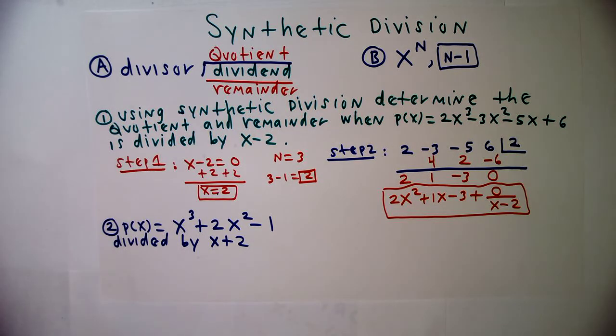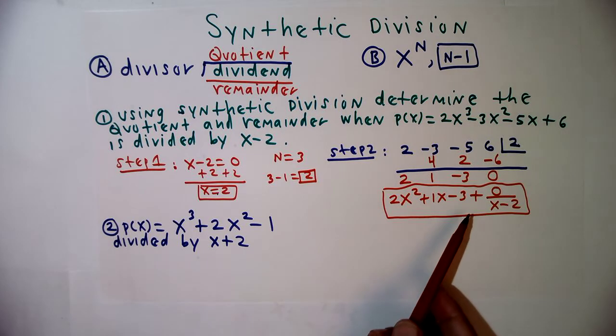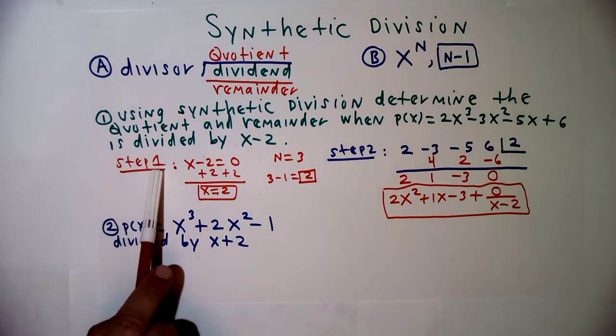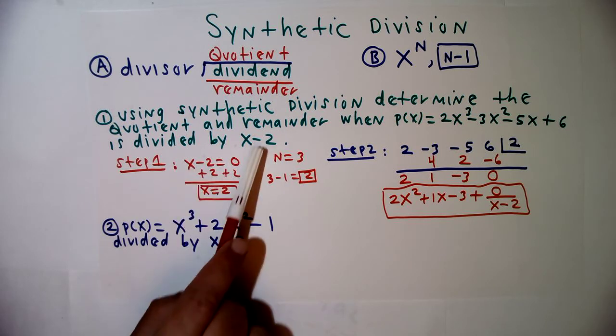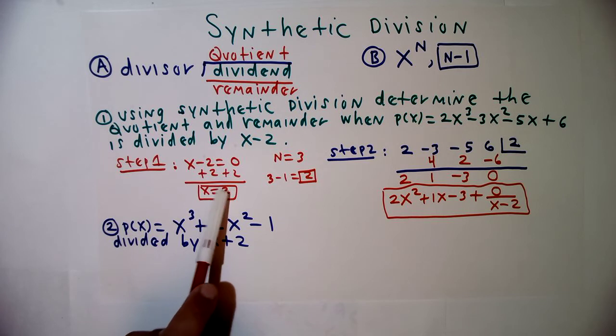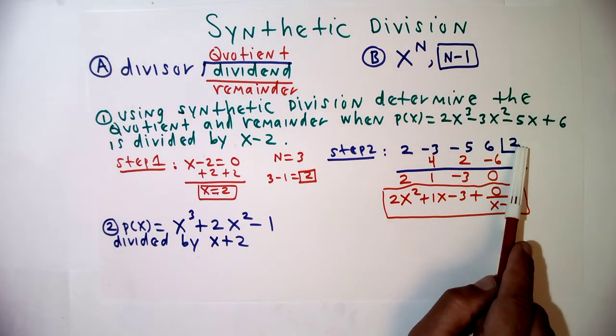And again, if you go to the previous video, that's the same answer that we got, but if you recall, we needed to do a lot of work to get the answer. So let me recap here quickly before I go to the next one. Step 1 again: make sure that you take the divisor and set it equal to 0 and solve it. And then that number is the number that you're going to set up in this corner here.